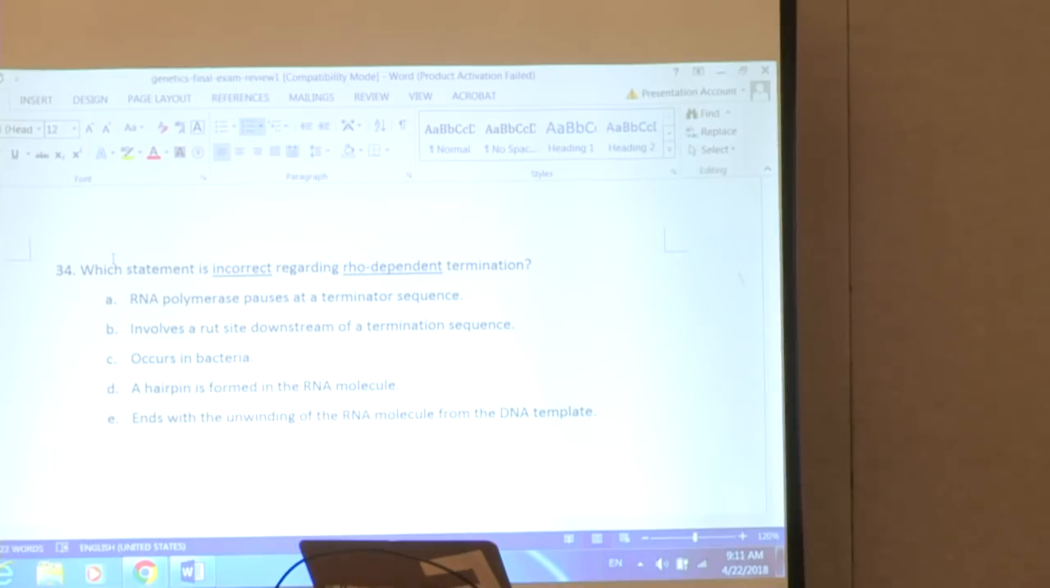So which statement is incorrect regarding rho-dependent termination? B? Yeah, really good. So it is B. Where do we see a rut site? Upstream. And do we see it in rho-dependent termination? No, right? It's in what? Rho independent.